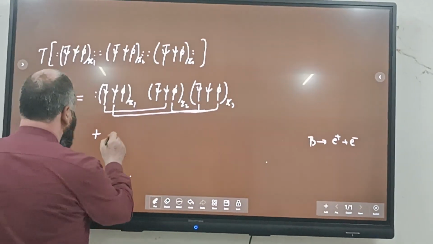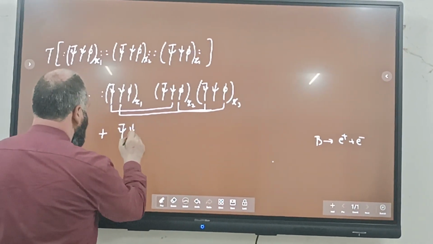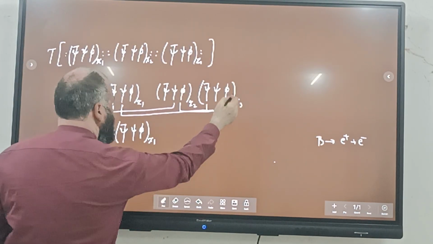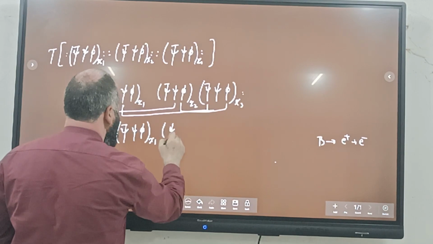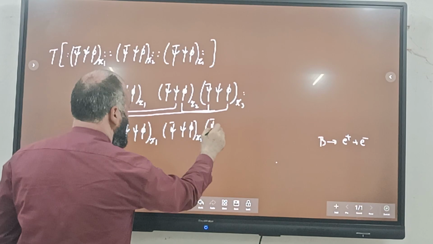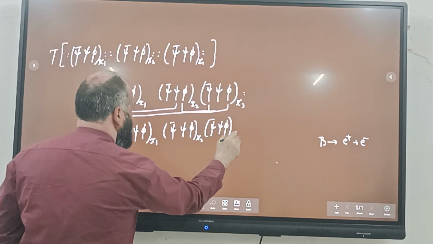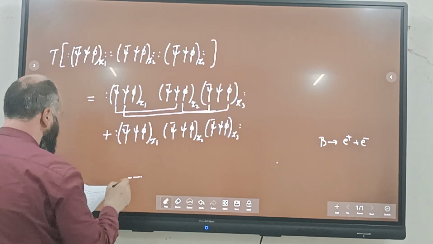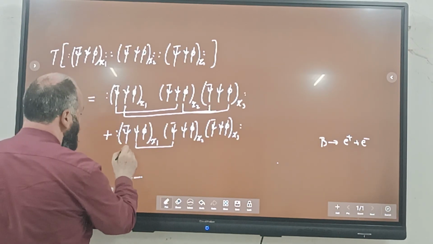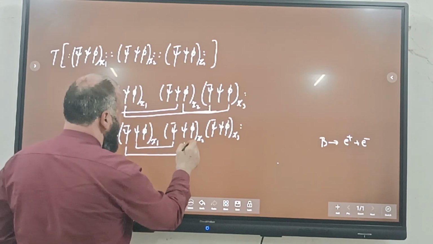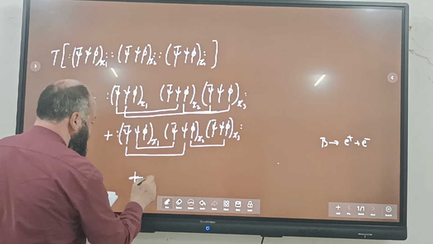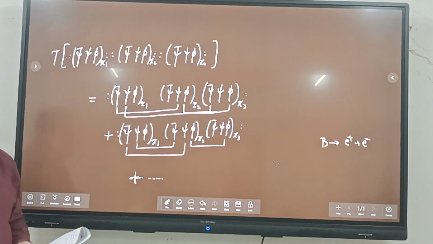Okay, let me take another contraction. You are having psi bar psi phi like this. Then you are having psi bar psi phi. What is the another contraction? We contracted this psi and psi bar, and then we contracted this psi bar and psi, and we contracted this phi and phi.